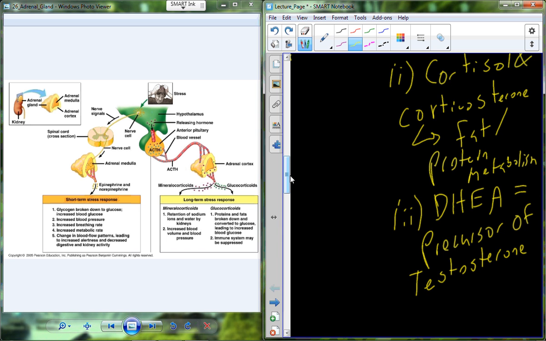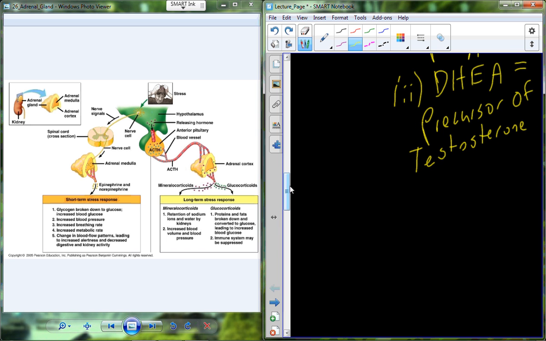So DHEA, and the full name of DHEA is dihydroepiandrosterone. So DHEA, for obvious reasons. Endocrinologists are lazy and they don't like to spell everything out.